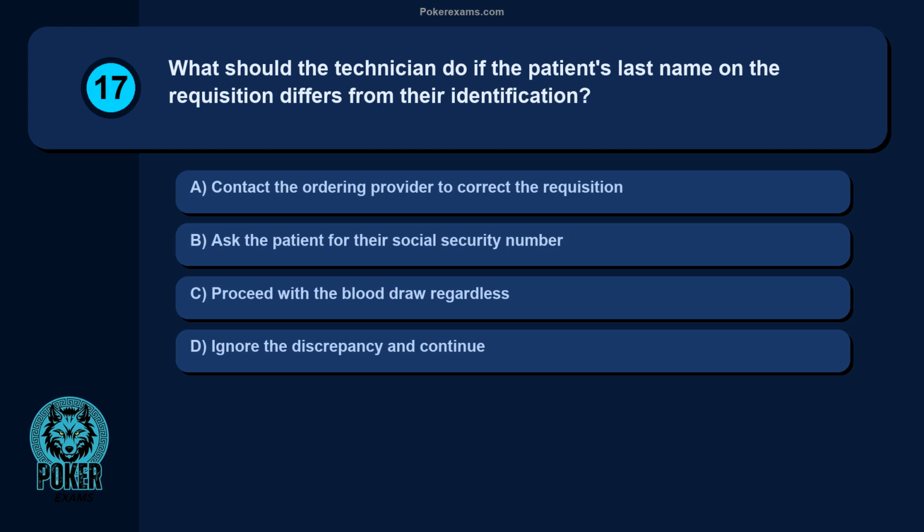Question 17. What should the technician do if the patient's last name on the requisition differs from their identification? Contact the ordering provider to correct the requisition. Ask the patient for their social security number. Proceed with the blood draw regardless. Ignore the discrepancy and continue.